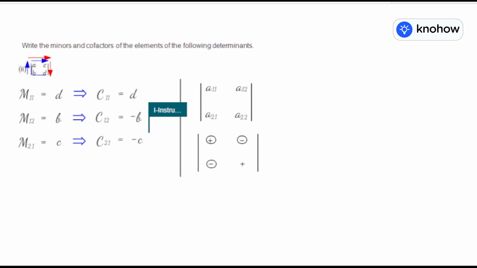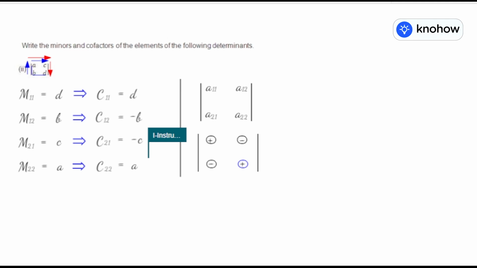And finally, 2, 2. What is M22? Delete the row and column through D, you are left with A. And it being at a positive place, C22 will remain positive, that is the same sign, that is A only. So it is very easy to work out the minor and cofactor for the elements of a second order determinant: you take the opposite element, that is the minor, and you impose the proper sign that gives you the cofactor. Now let's take the next question.